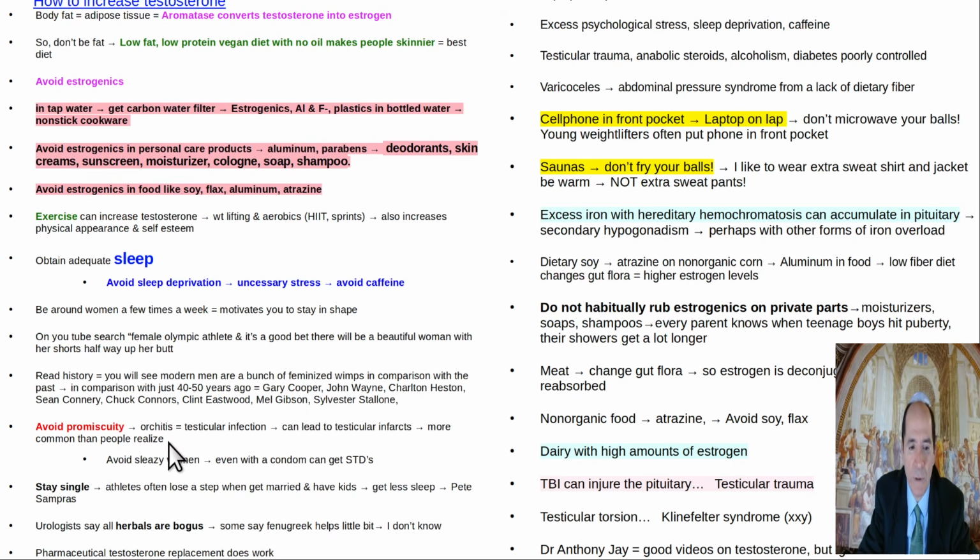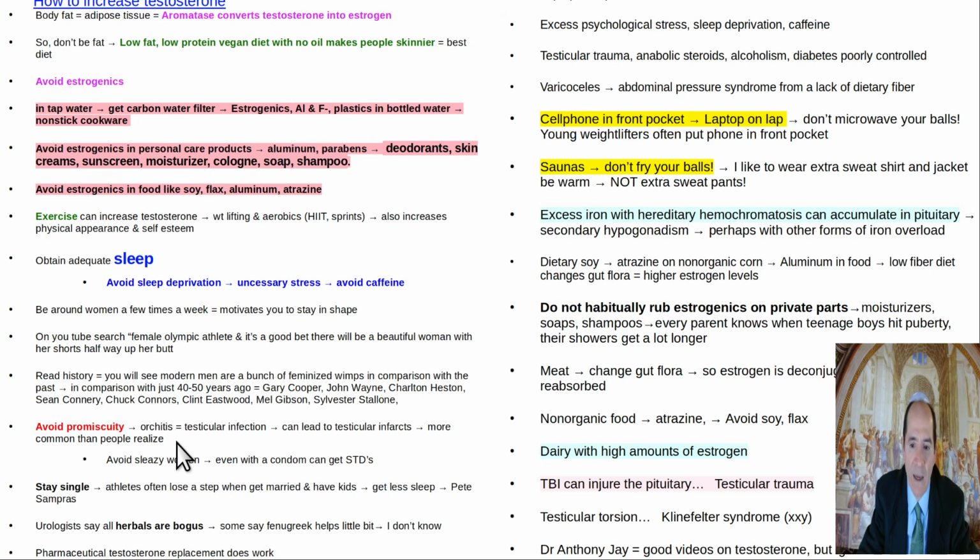Okay, don't be promiscuous and avoid sleazy women, because a lot of women have venereal disease, and if you get a venereal disease, it can spread retrograde, through the vas deferens into your testicles, and it can flame up your testicle. That's called orchitis. And the connector to the testicles is called the epididymis, and you can get epididymal orchitis. And the relevance is that it can damage your testicles.